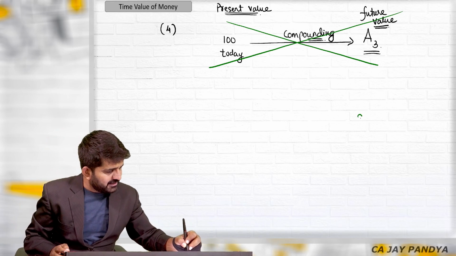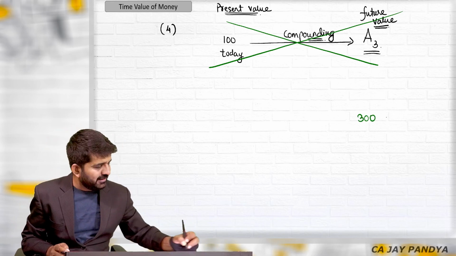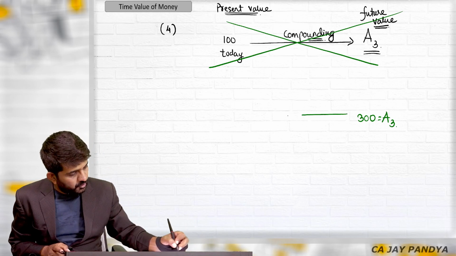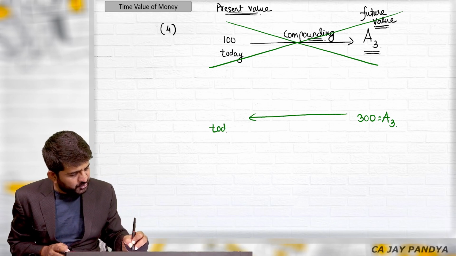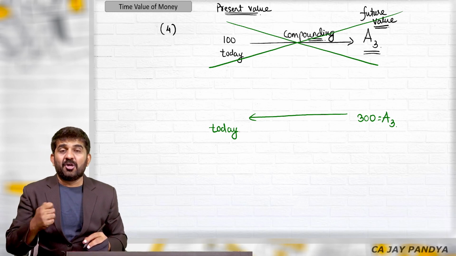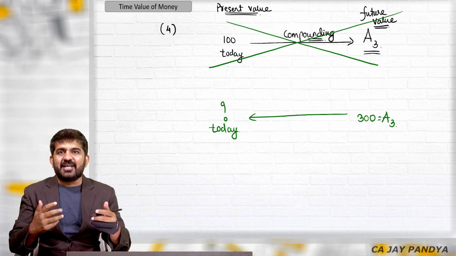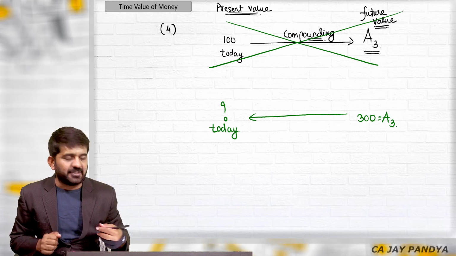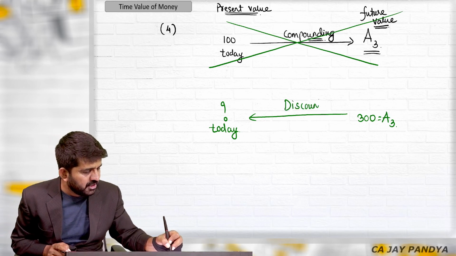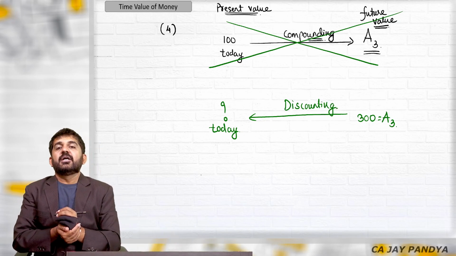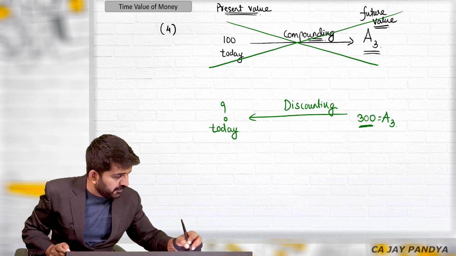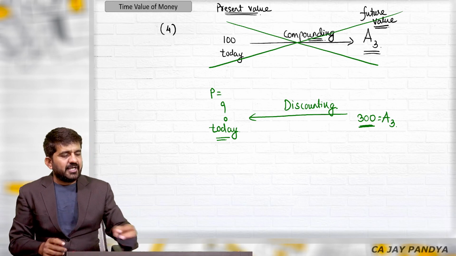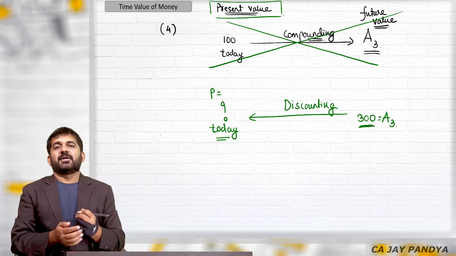And the question is this: rupees 300 is the amount after 3 years. What is the value as on today? Now all of you will understand that you don't need to add the interest. You will have to deduct the interest. You will have to subtract something. You will have to discount something. So these types of questions are known as discounting questions, whereby you will remove 3 years' interest from this 300 rupees and you will get the present value. And so these types of questions are known as present value questions.